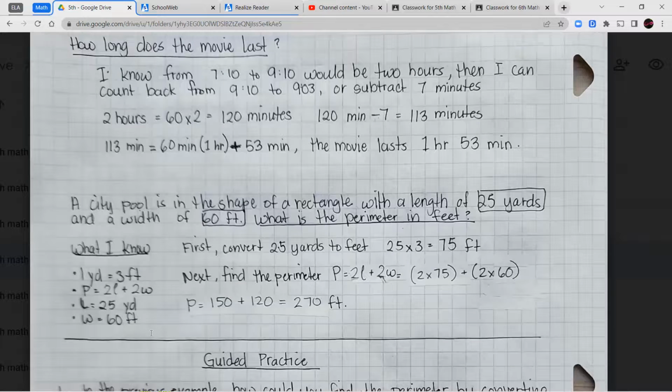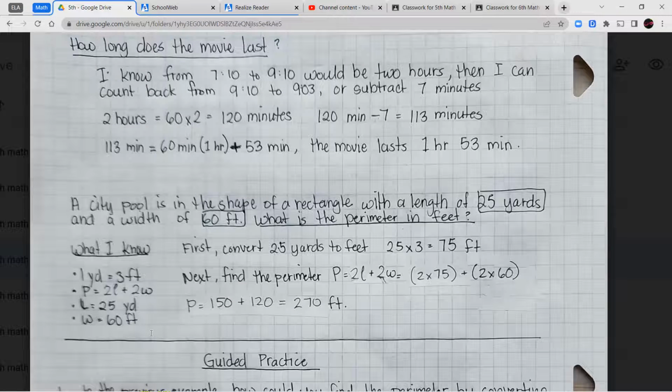And our last example before our guided practice, a city pool is the shape of a rectangle with a length of 25 yards and a width of 60 feet. What is the perimeter in feet? So here they're specifying which unit we need to use. We can't convert it any way we want. We have to convert to feet. So I know that 1 yard is 3 feet.